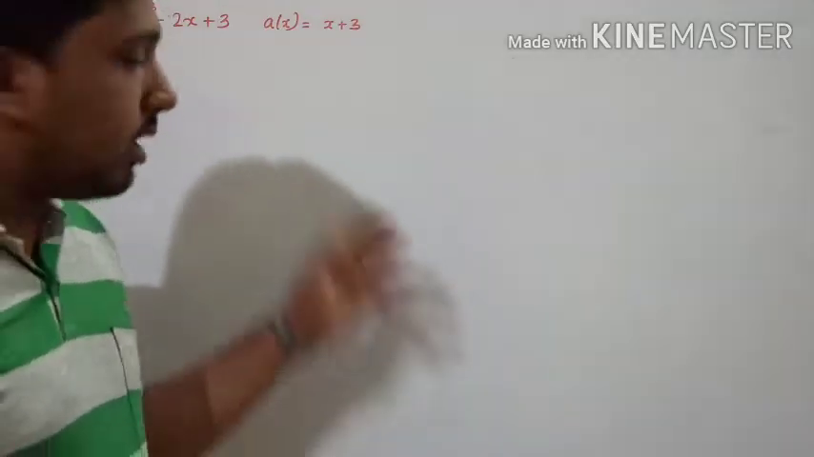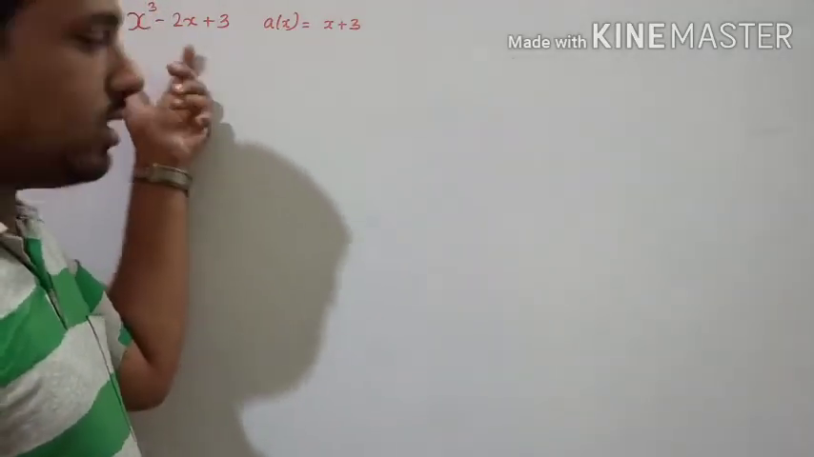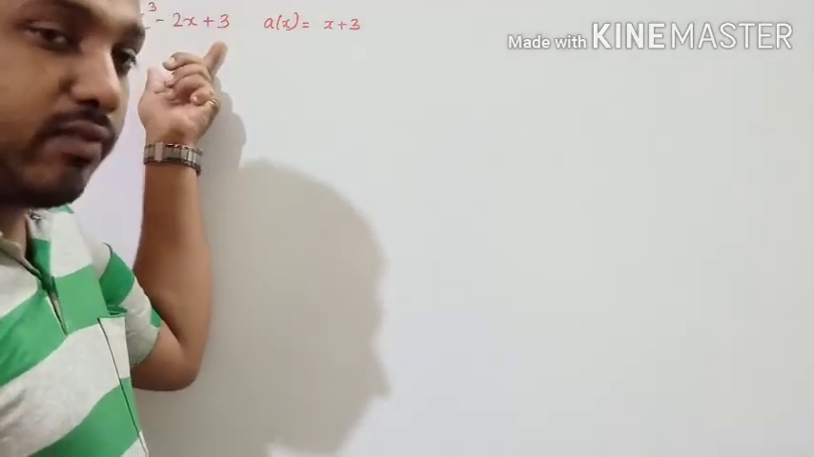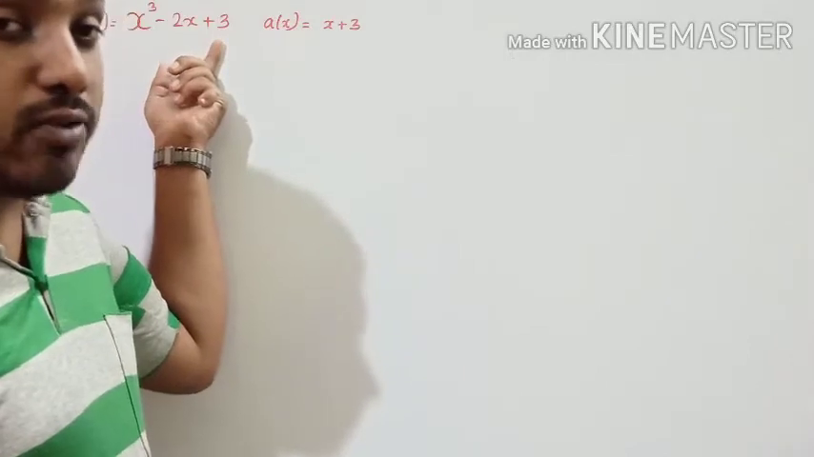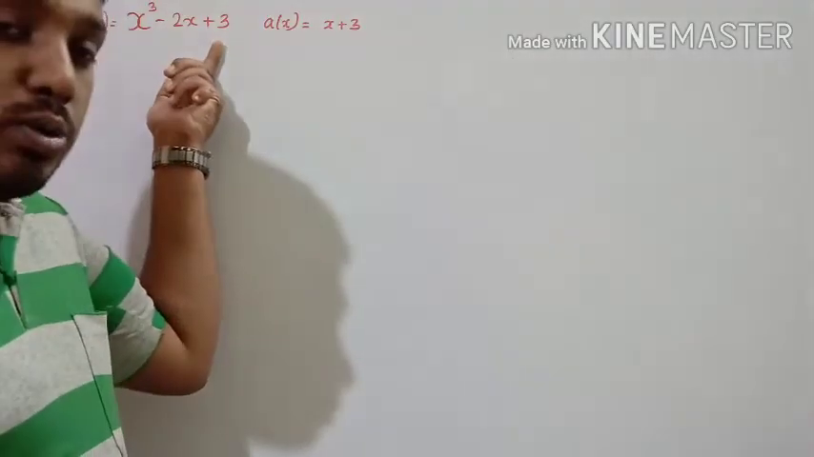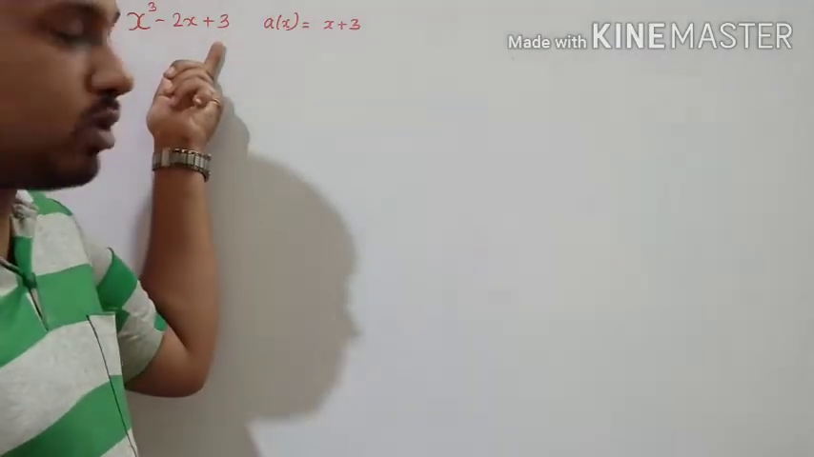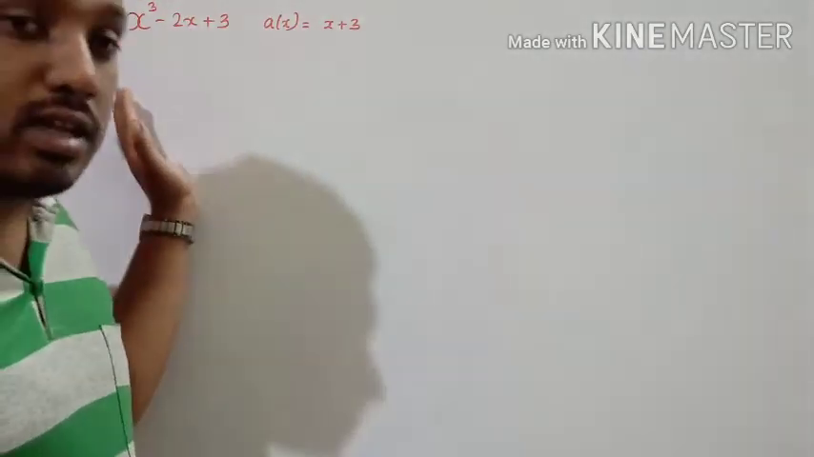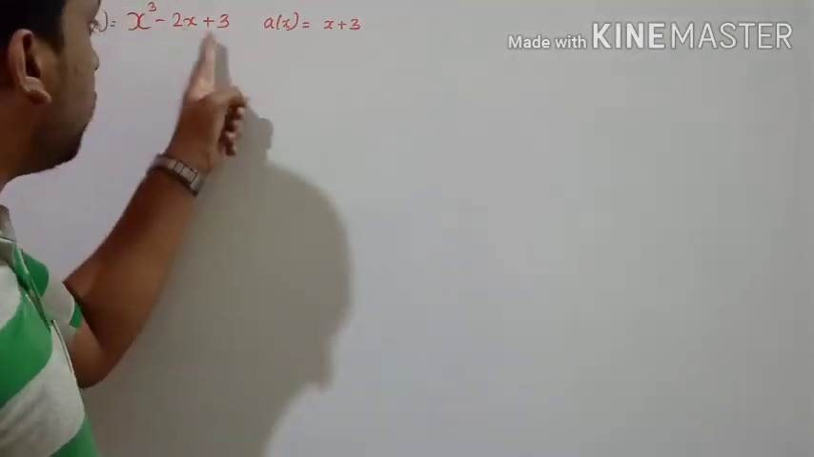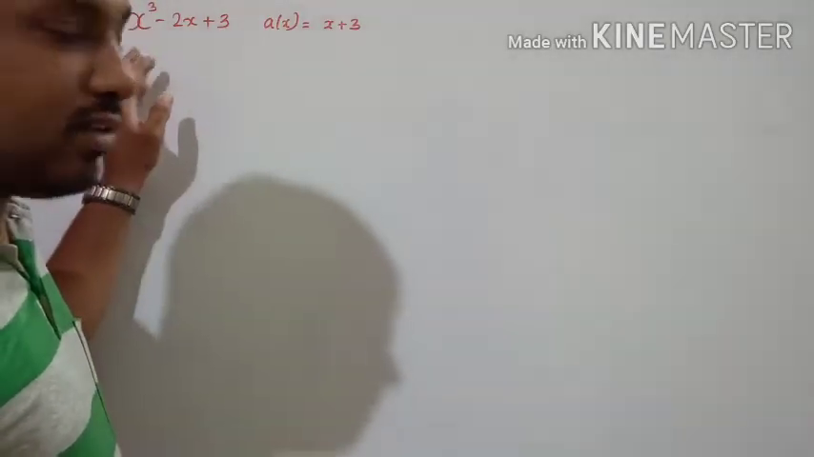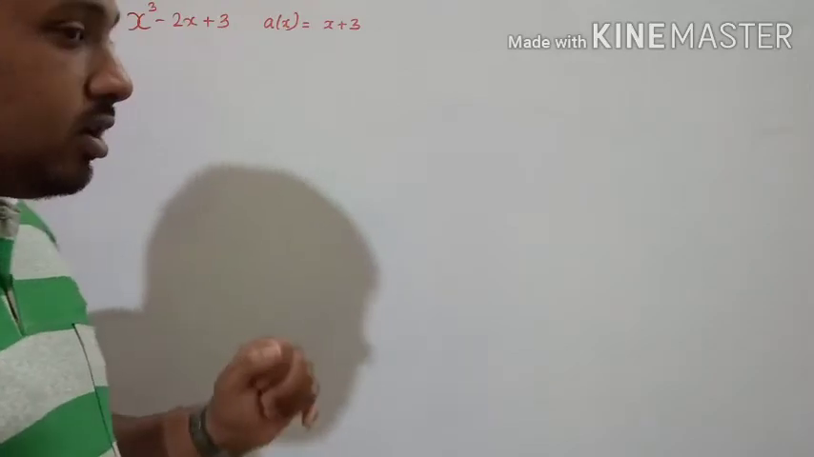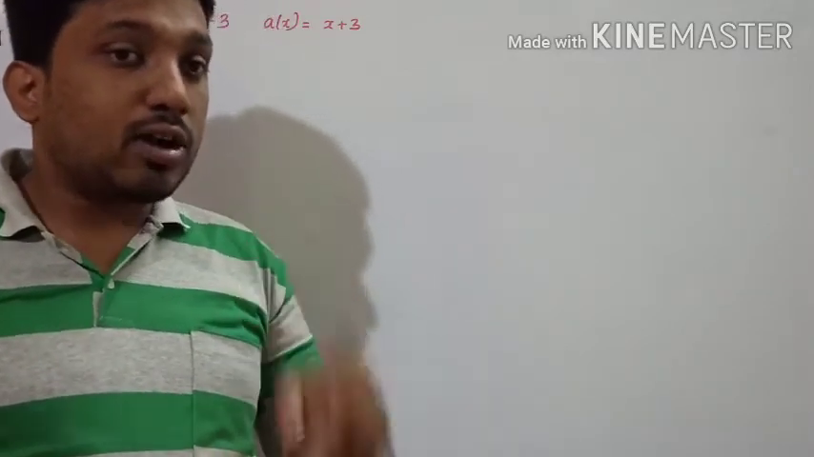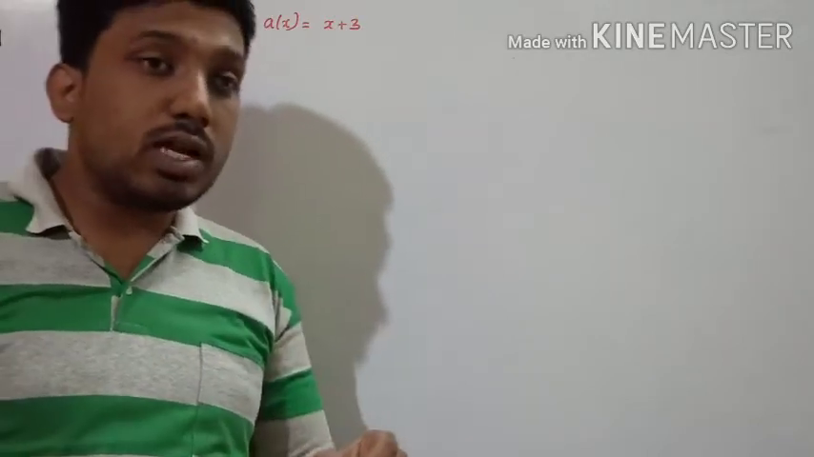You know that a polynomial with degree 3 is a cubic polynomial. All about degrees and the different types of polynomials I have done in my previous video. You can go to the description, click the link and watch that video, and then you will have a better understanding of the division of polynomials. Here this is a polynomial of degree 3, which means it is a cubic polynomial. A linear polynomial has 1 zero or 1 root, a cubic will have 3, whereas a quadratic will have 2.